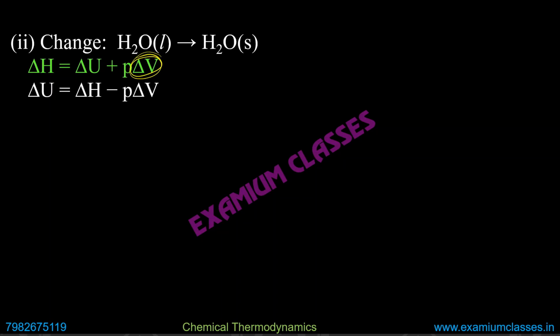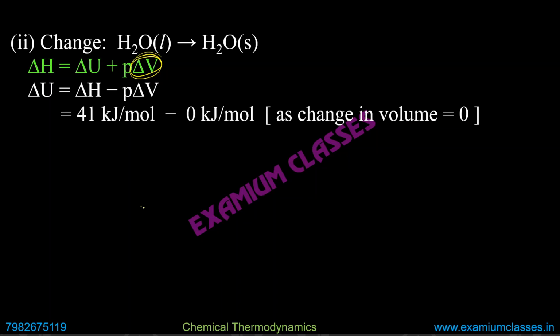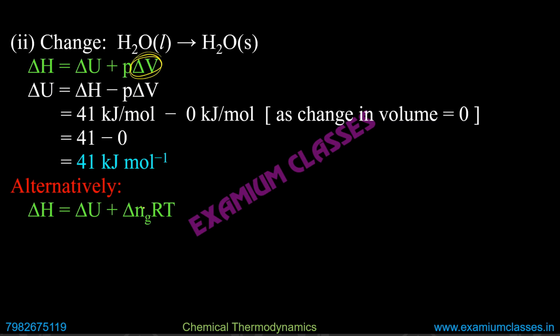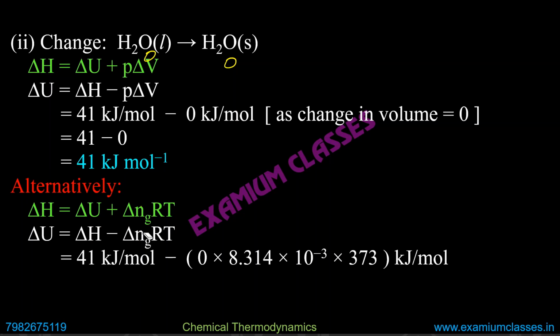And if delta V is 0, delta H will be equal to delta U. So you can write delta U equals delta H, that is 41 kilojoules per mole. You can also apply the formula delta H equals delta U plus delta NgRT. In this case, delta Ng will be 0, because the final gaseous product is 0 and the initial gaseous product is 0. We have only liquid and solid, so gaseous moles are 0. So delta Ng is 0 minus 0, that is 0. So delta H equals delta U. Again, delta Ng is 0, so delta U will again be 41 kilojoules per mole.